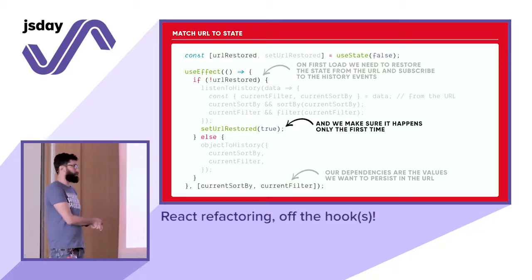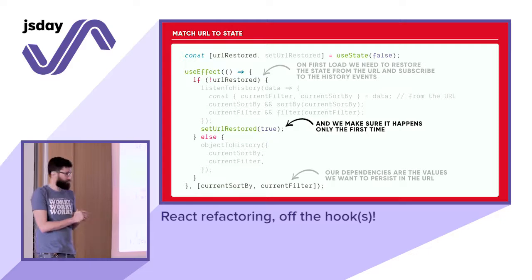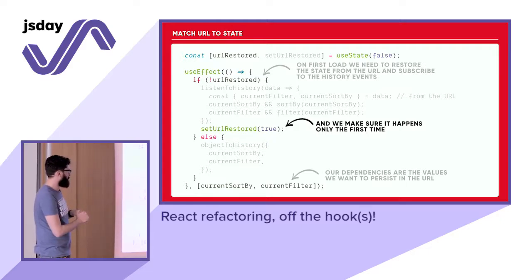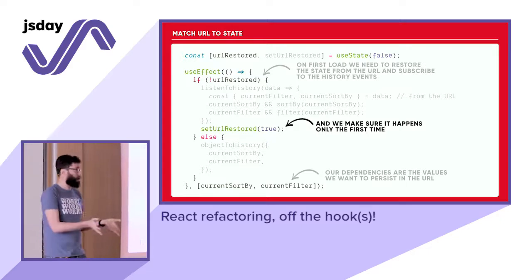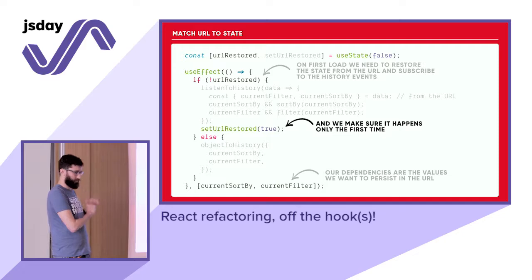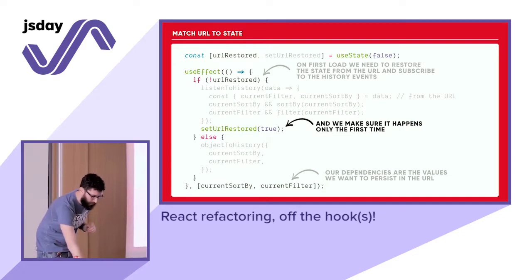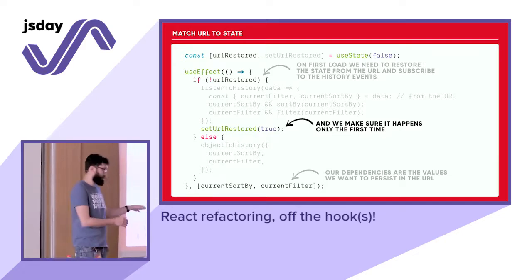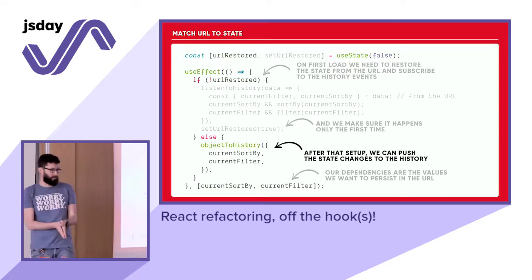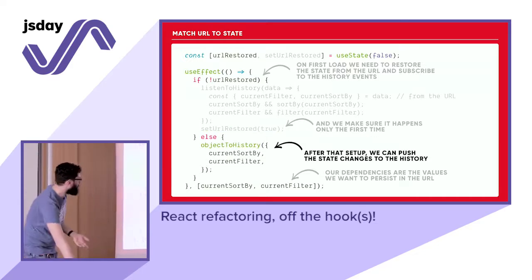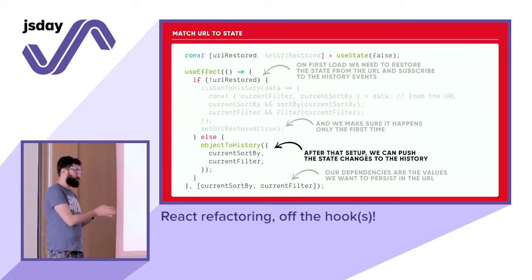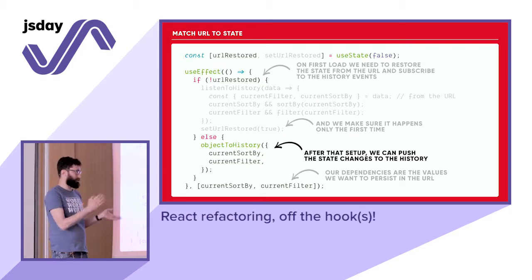I don't need any more to do this thing. This is true, and that's it. And the state doesn't change anymore, right? So I restore my state from the URL. Next time there is a change on current sort by or current filter, and at this point it will be by a user interaction, what I want to do is to transform from my object to history. So I want to update the URL.